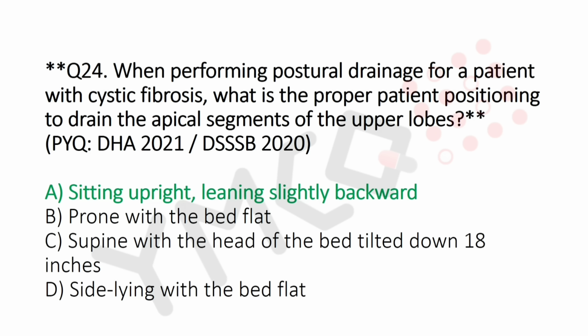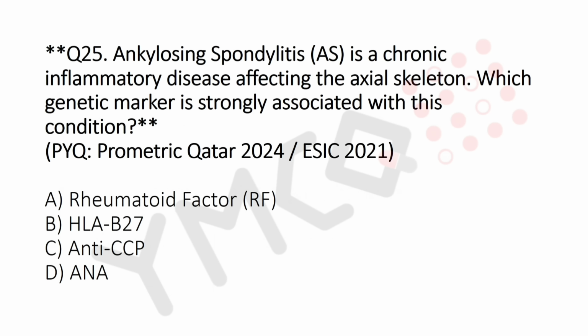To drain the very top of the lungs, gravity requires the patient to be seated in a slightly reclined position. Okay. Now let's move to question number 25. Ankylosing spondylitis is a chronic inflammatory disease affecting the axial skeleton. Which genetic marker is strongly associated with this condition?